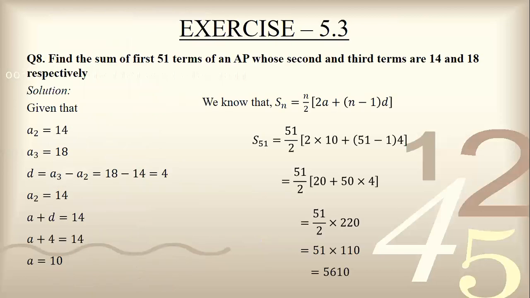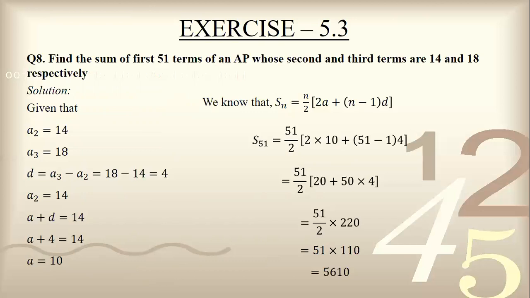Now, find the sum of first 51 terms of an AP whose second and third terms are 14 and 18 respectively. A2 is 14, A3 is 18. That is given to us. So d is A3 minus A2. We can subtract any consecutive terms of the series. So 18 minus 14 is 4. A2 is 14. So a plus d is 14. d we know as 4. So a is 10.